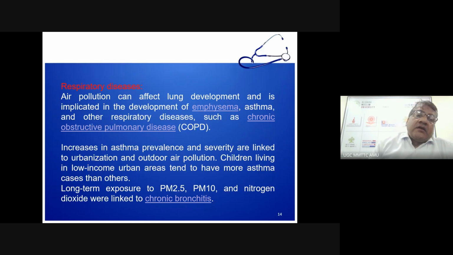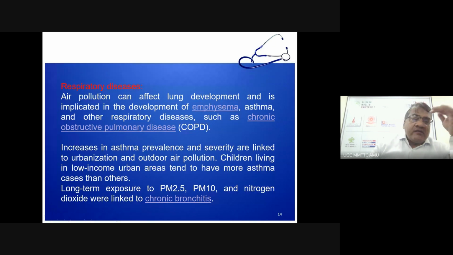pulmonary disease. There is basically constrictions in the respiratory system, in the lower respiratory system, that gives rise to the chronic pulmonary diseases, chronic obstructive pulmonary diseases, COPD. Now, increase in asthma prevalence and severity are linked to urbanization and outdoor air pollution. Very important. Increase in asthma prevalence and severity are linked to the urbanization and outdoor pollution.